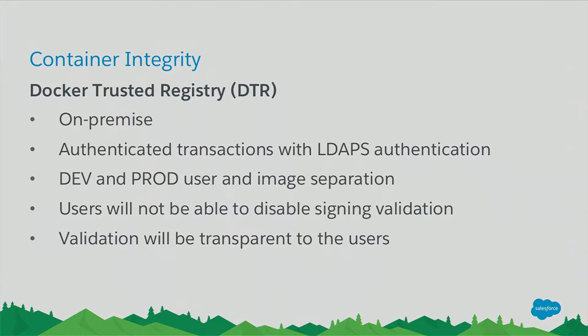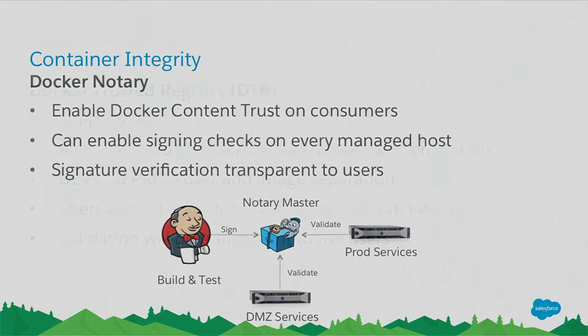Also, all these validations that we're talking about are integrated into the continuous integration cycle, where devs, when they pull the images, are not aware of the verification. But if it's not verified, they will get blocked or alerted about the invalid image. Or if things are going to production, they won't be able to get pulled or executed if they are not properly validated.